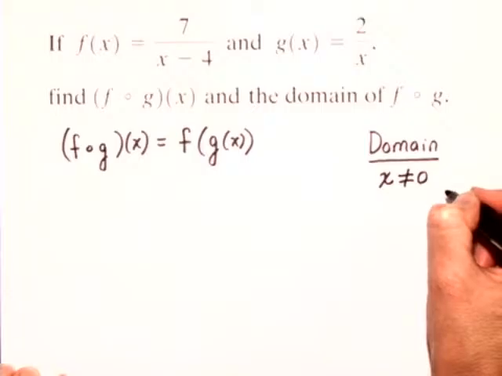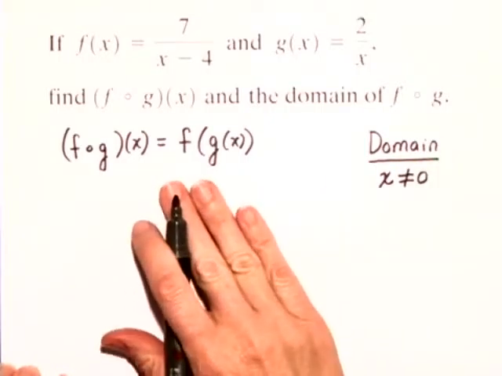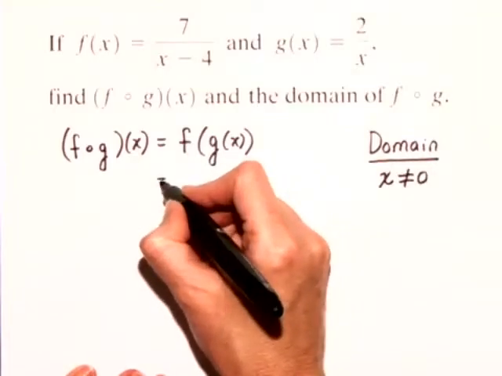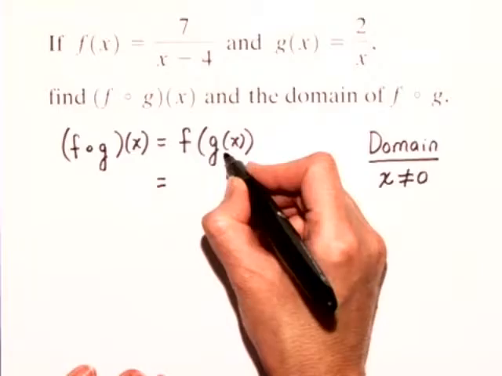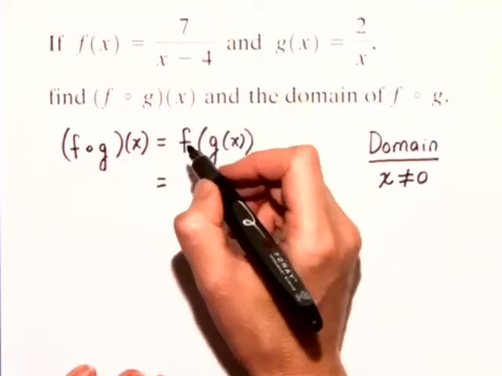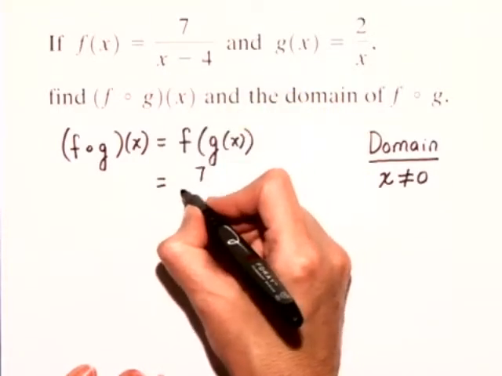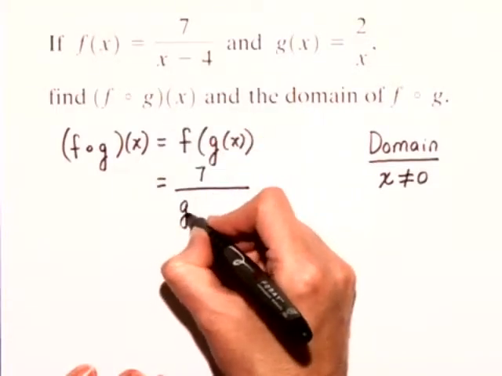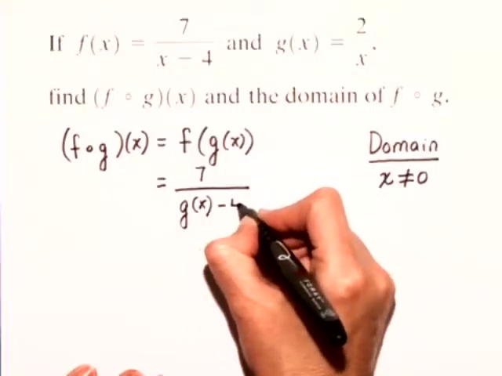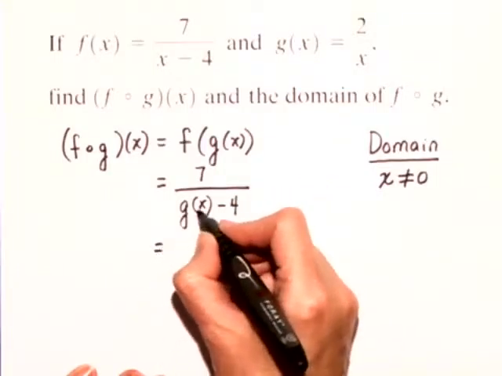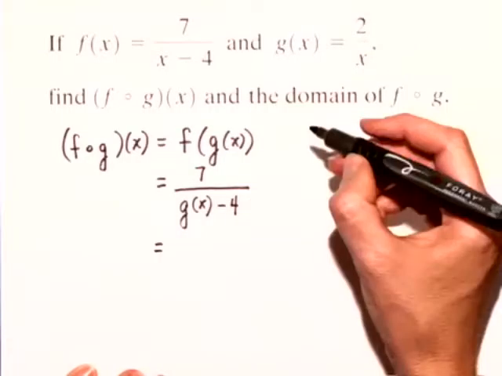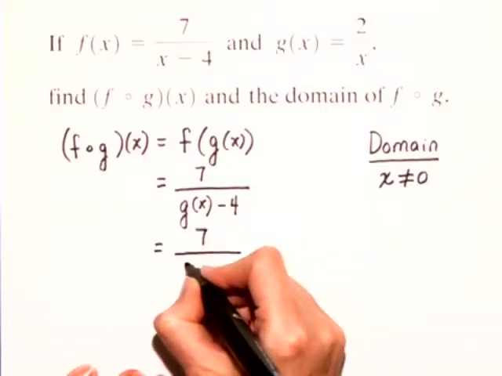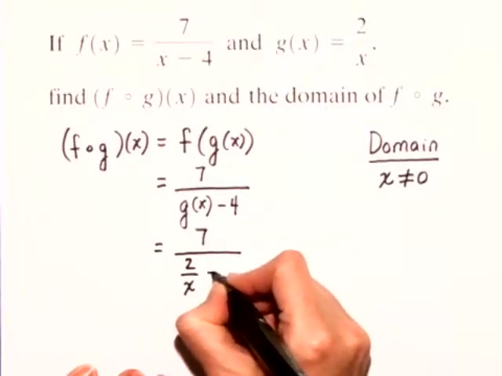Now there may be more values that we have to restrict in a few minutes, but let's start off with this. So let's find f of g of x. That means I'm going to substitute whatever g of x is everywhere I see an x in f of x. So that's really 7 over, I'm substituting g of x in for x, g of x minus 4. And since g of x is really 2 over x, I can replace that here: 7 divided by 2 over x minus 4.